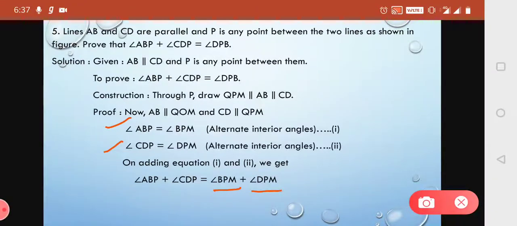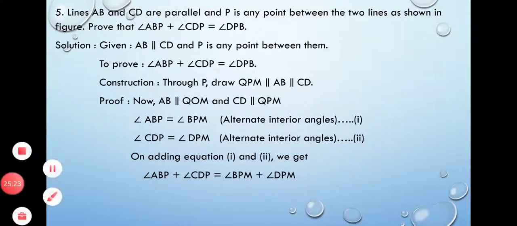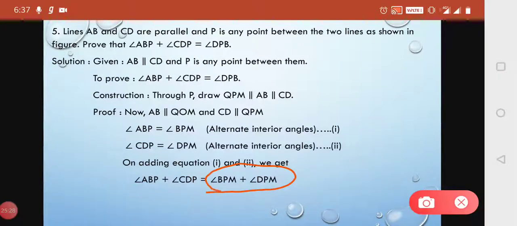Whenever we are adding equations, we add left hand side with left hand side and right hand side with right hand side. So we get angle ABP plus angle CDP equal to angle BPM plus angle DPM. Now further solving, we get angle ABP plus angle CDP equal to angle DPB, because the summation of angle BPM plus angle DPM gives angle DPB. Let's see in the figure.